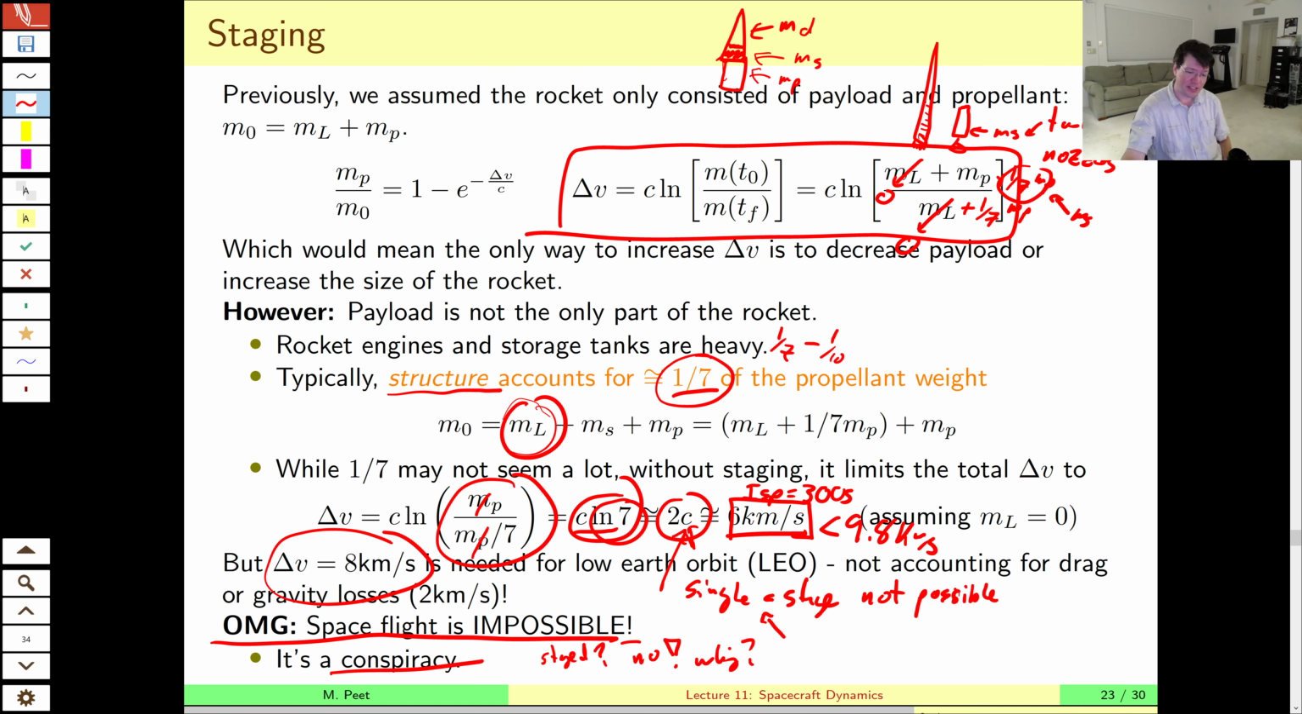And the answer, of course, is staging. Right? The answer is that we want to use up... We don't want to include this structural mass in the payload mass. And so how do we avoid doing that?